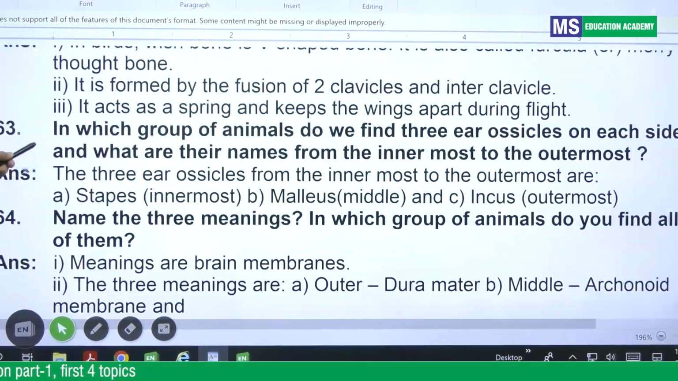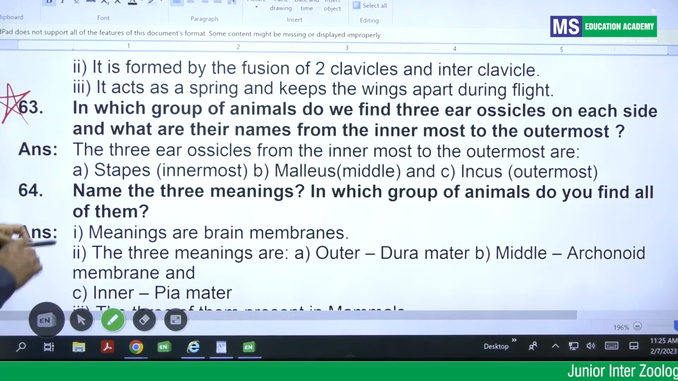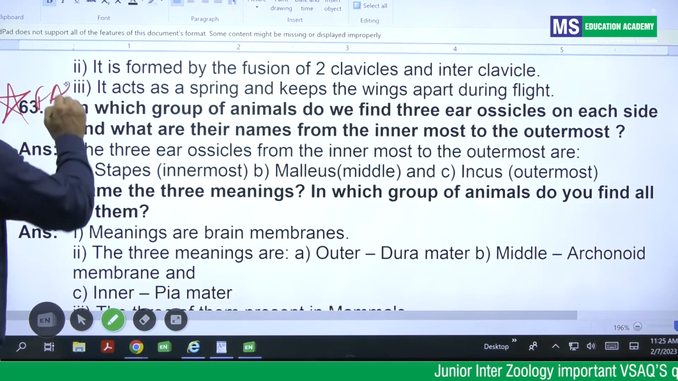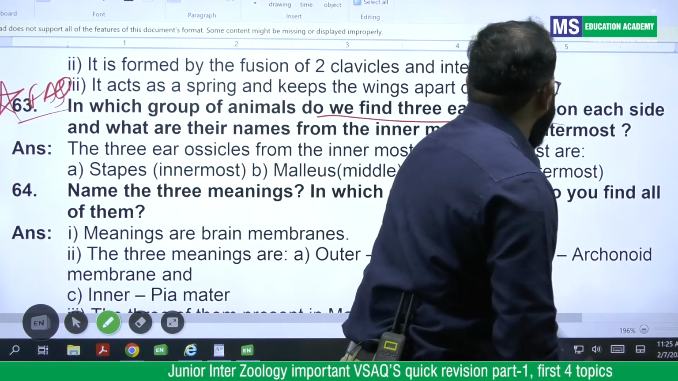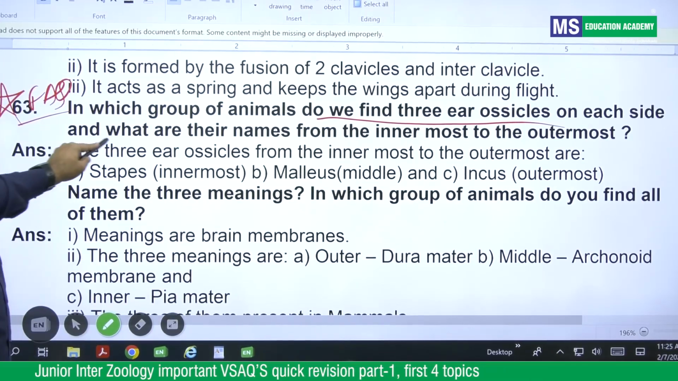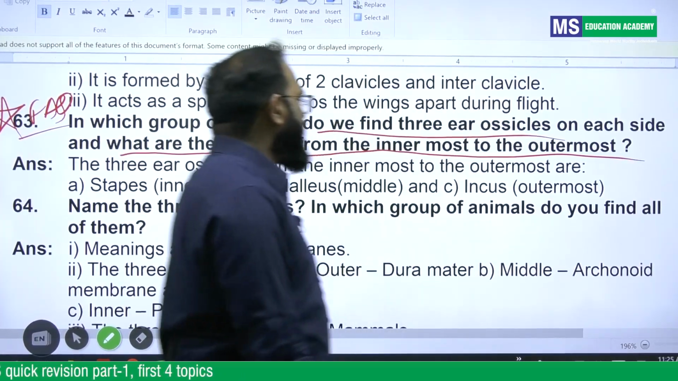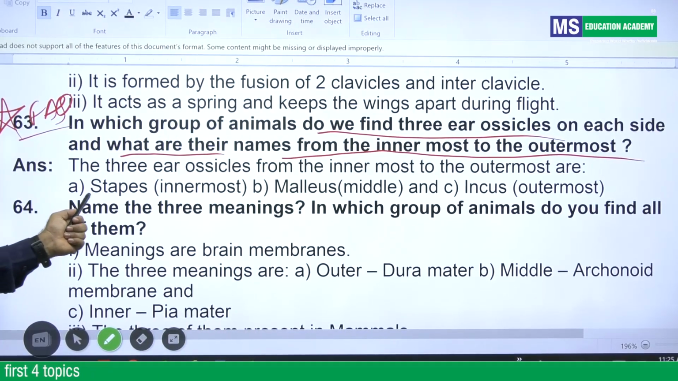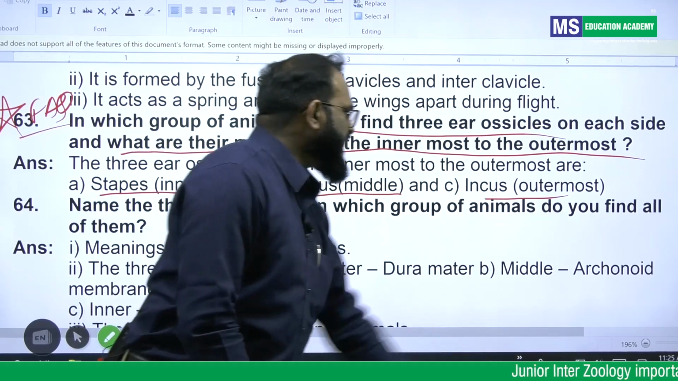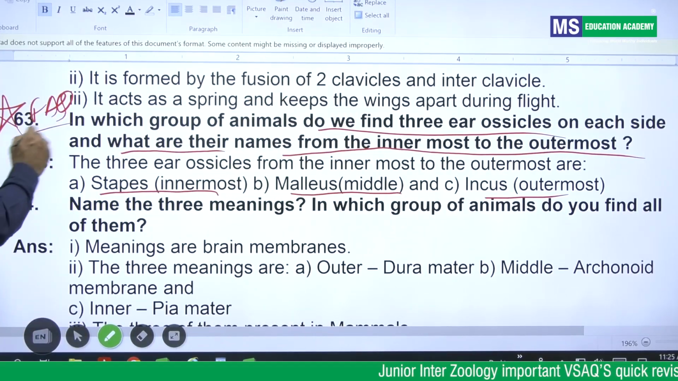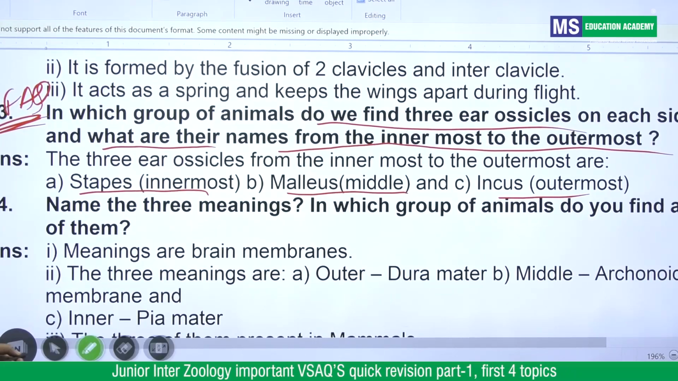Next, another frequently asked question, students. This is FAQ. In which group of animals do we find 3 ear ossicles on each side, and what are their names from the innermost to the outermost? Stapes innermost, Malleus middle, Incus outermost. This is FAQ, students. You can expect this question even in upcoming exam.